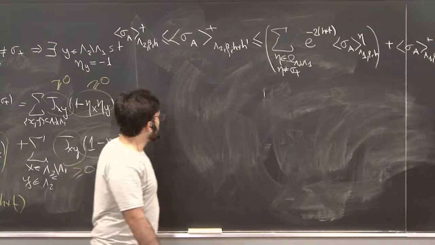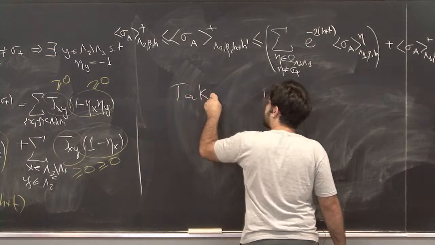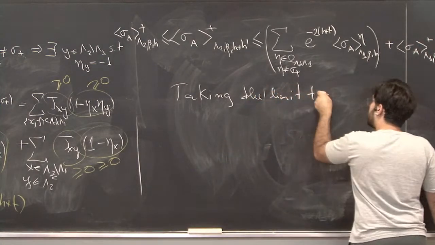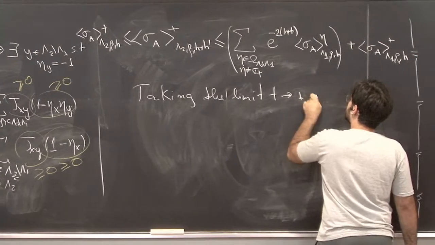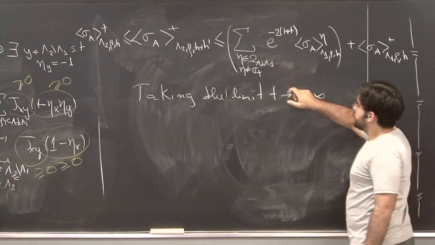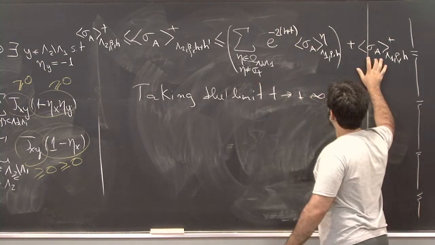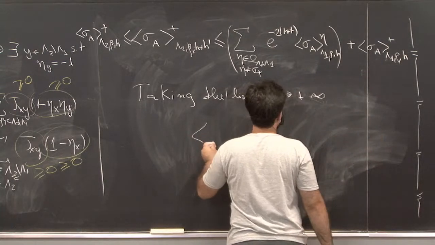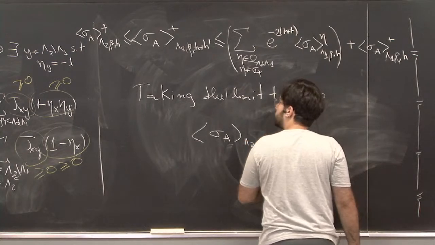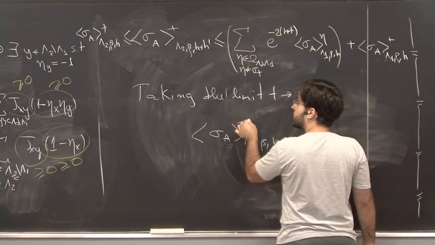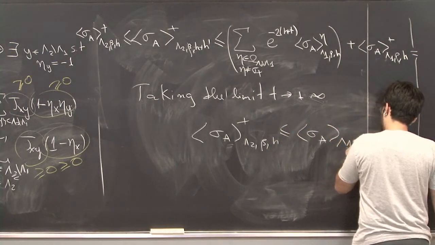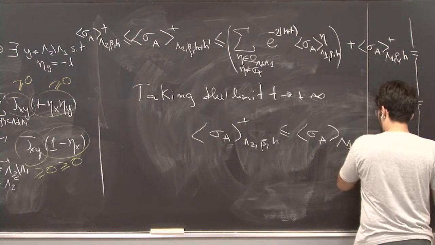Okay? So taking the limit t going to infinity, so I get the following. So this part goes to 0, okay? This part right here goes to 0, and I just get the remaining part. So I get the conclusion that I want. Sigma a 1 beta h plus.